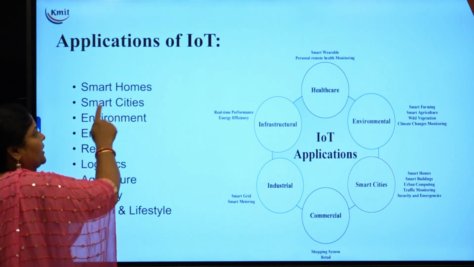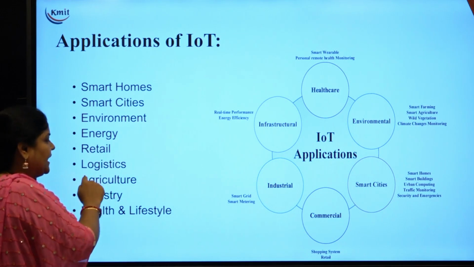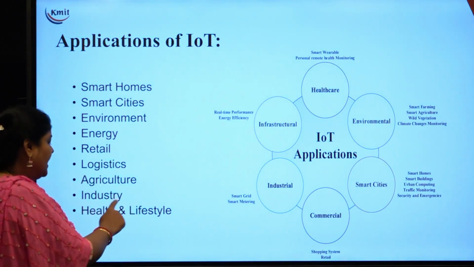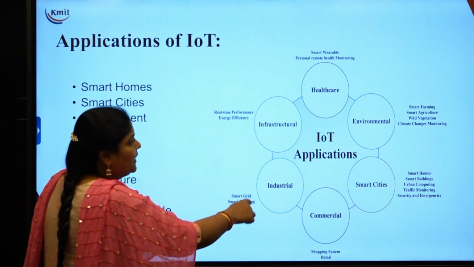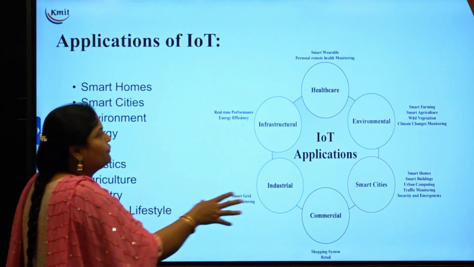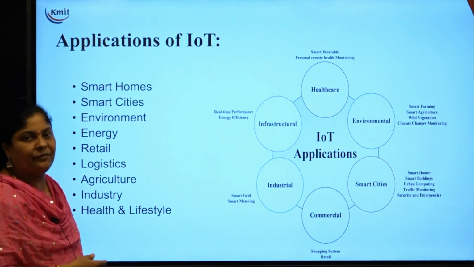IoT can be used in smart homes, smart cities, environment, energy, retail, logistics, agriculture, industry, health and lifestyle. This is a diagram for applications and different types of domains where IoT can be used. This we will see in detail in the 5th unit.